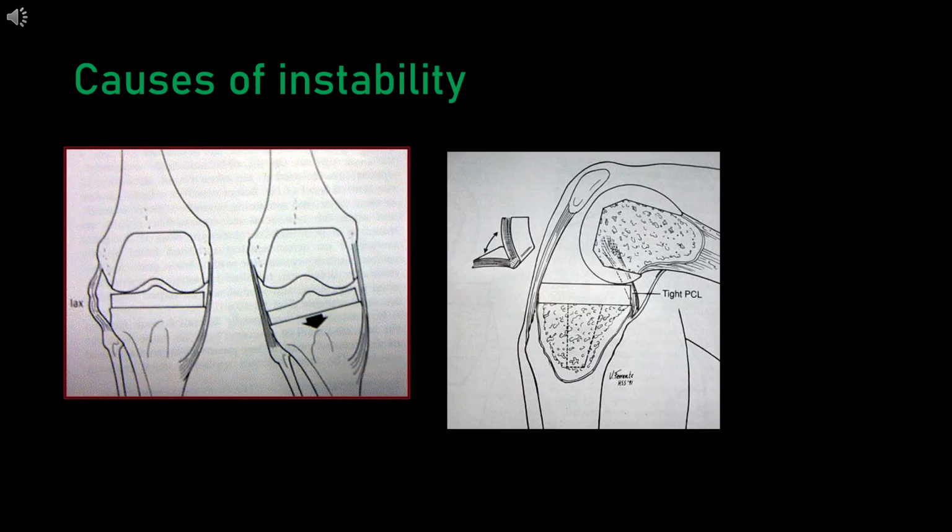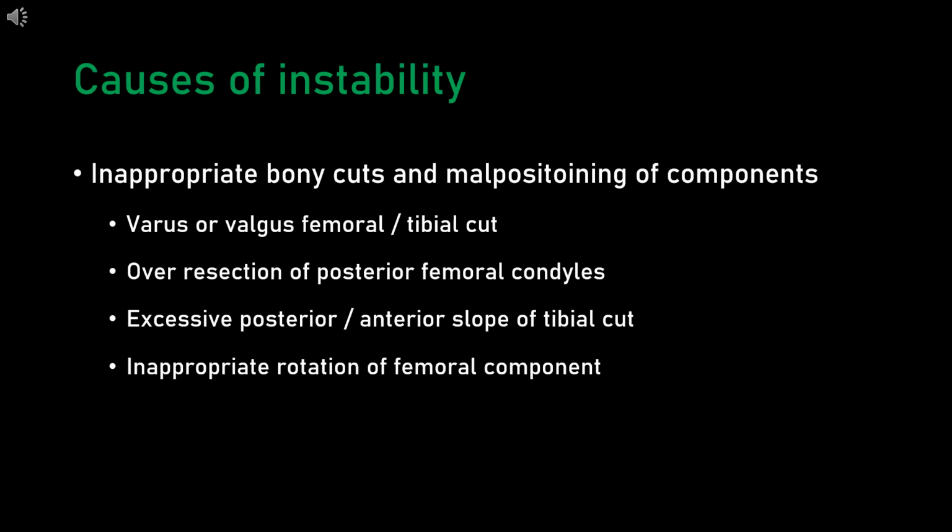In this figure you can see that a lax lateral collateral ligament, a tight lateral collateral ligament, a tight PCL, or a tight medial collateral ligament can cause instability in different planes. Not only the ligaments, the inappropriate bone cuts and malpositioning of the components also cause instability.